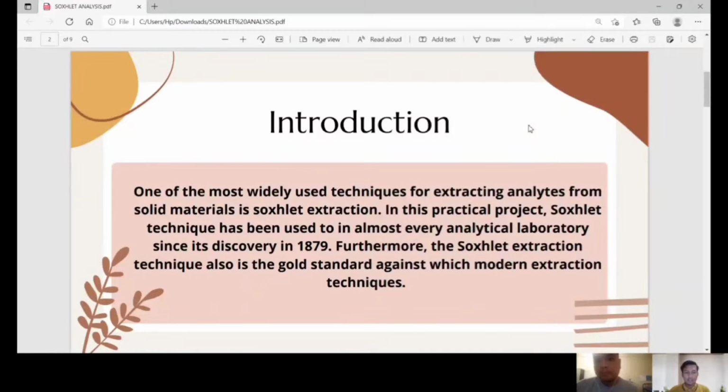For the introduction, one of the most widely used techniques for extracting analytes from solid materials is Soxhlet extraction. In this practical project, the Soxhlet technique has been used in almost every analytical laboratory since its discovery in 1879. Furthermore, the Soxhlet extraction technique is also the gold standard against which modern extraction techniques are compared.